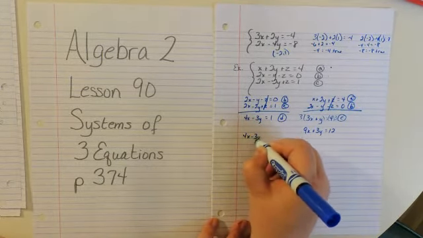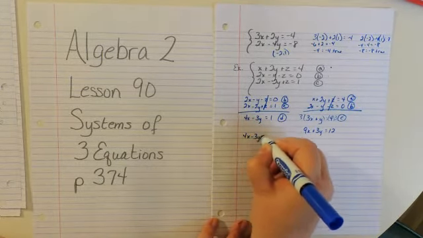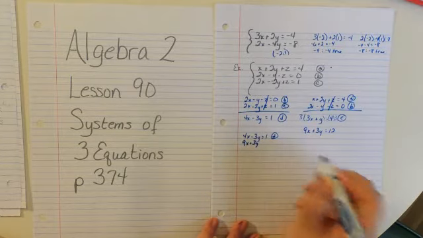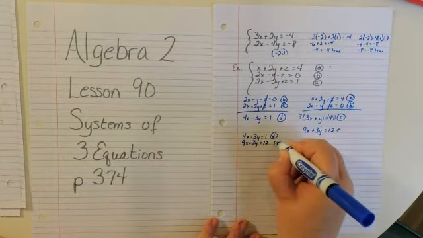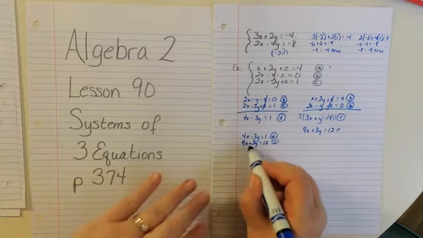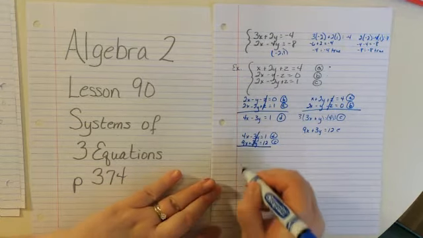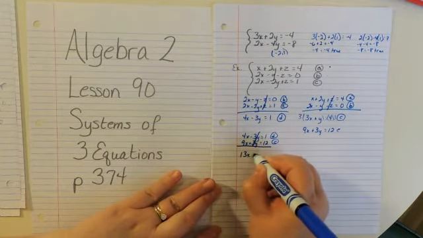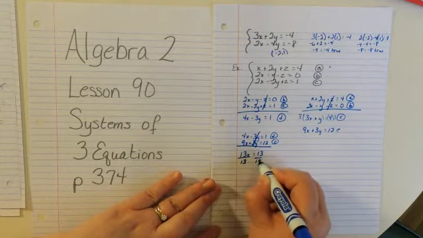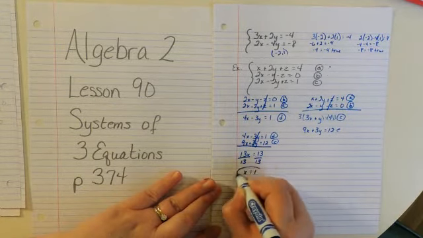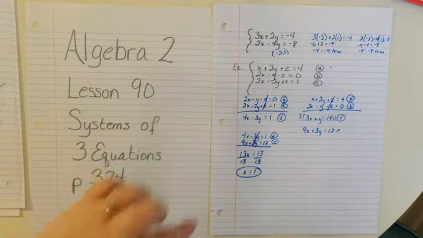So we'll have 4x minus 3y equals 1, which is D, and 9x plus 3y equals 12, which is E times 3. I'm going to add these together, and this is 13x equals 13. Divide both sides by 13, and x equals 1. Okay? Now we can plug this into D and E and solve for y.